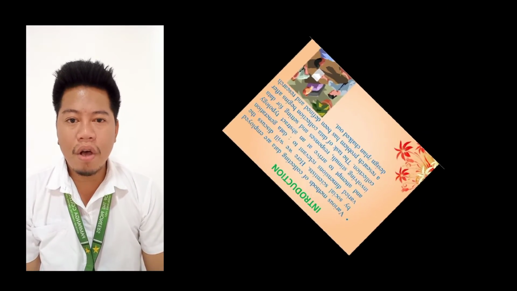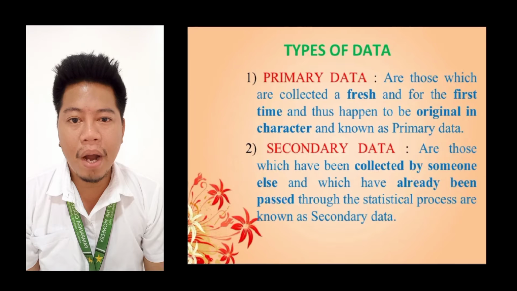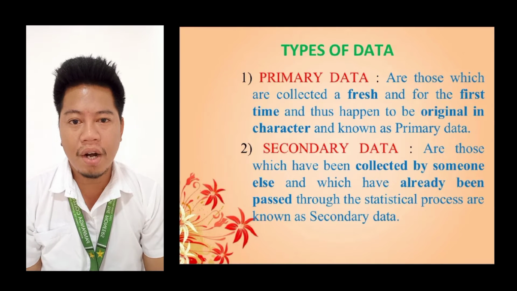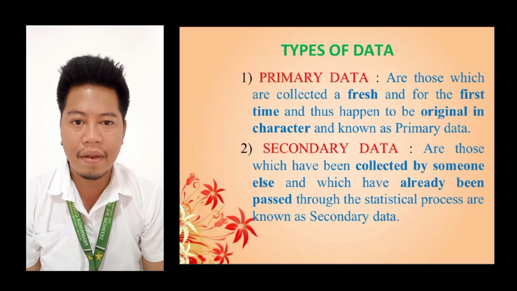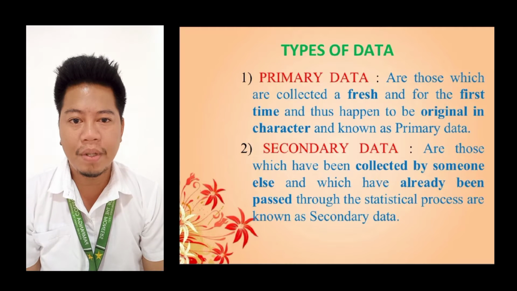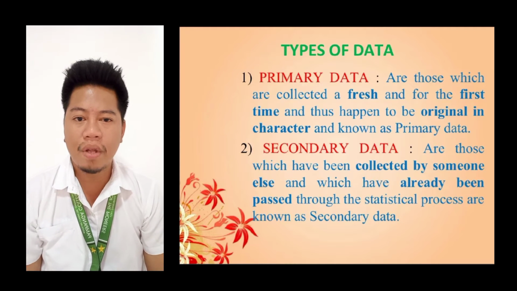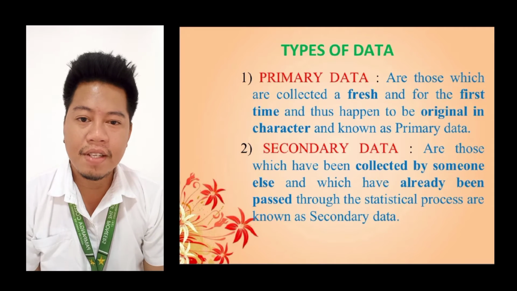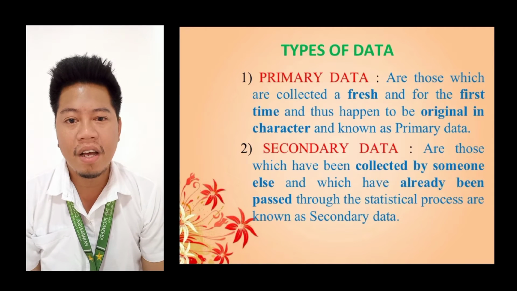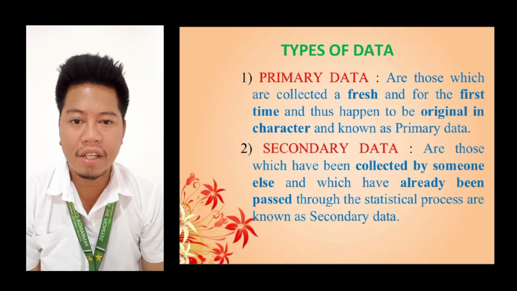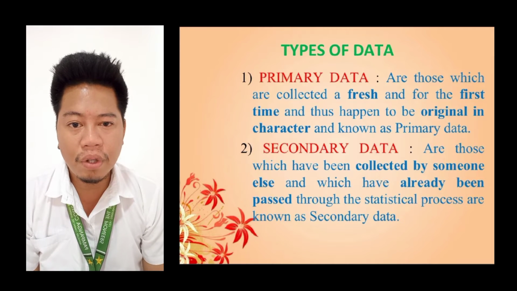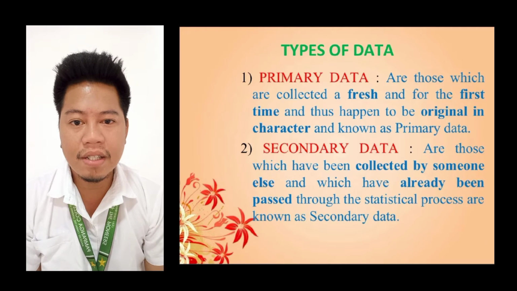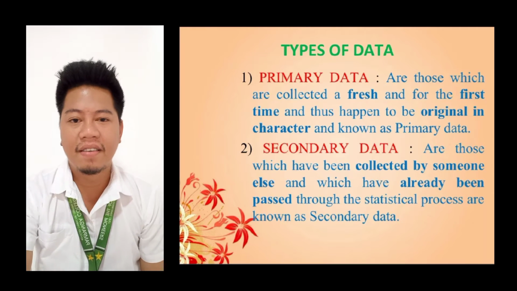There are two types of data. First, primary data are those which are collected afresh and for the first time, and thus happen to be original in character and known as primary data. The second one is the secondary data, which are those which have been collected by someone else and which have already been passed through the statistical process.